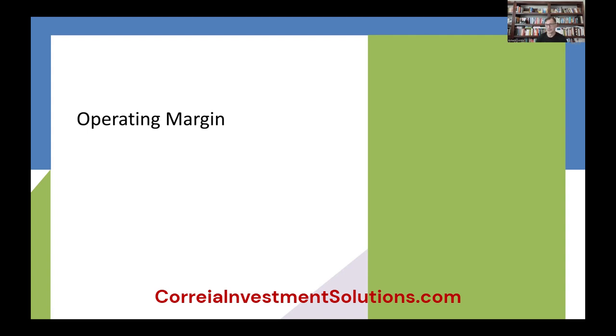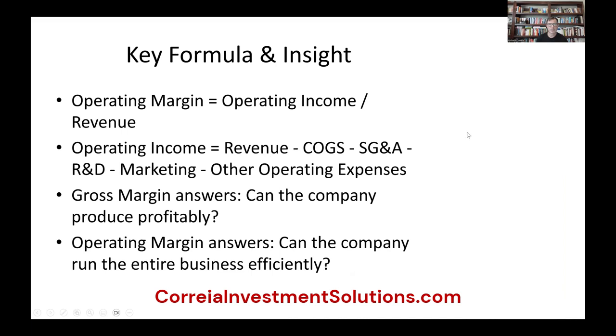Now, obviously, it depends on how much of a margin there is for the gross to really take that next step. And that's where we actually get into the operating margin. So let's see how we first calculate that. The operating margin is based on the operating income divided by revenue. And to get to the operating income, you have to take revenue and subtract the cost of goods sold, and that's how you get to the gross margin if you just looked at revenue and cost of goods sold.